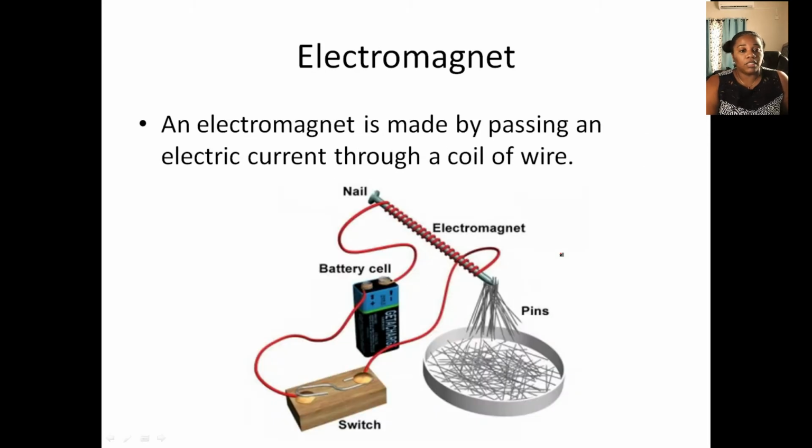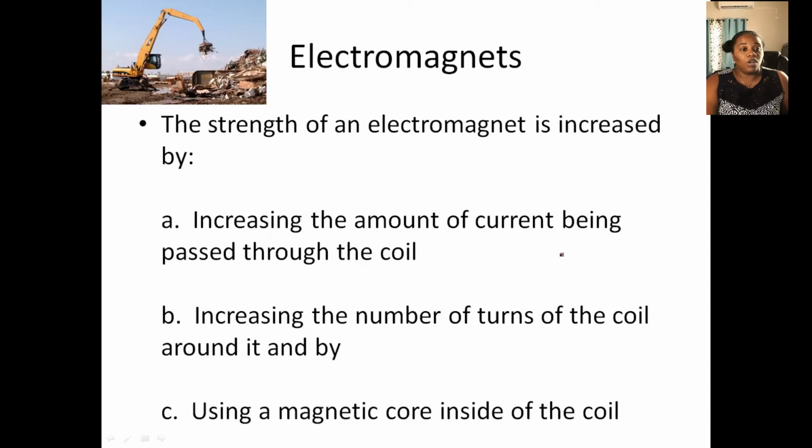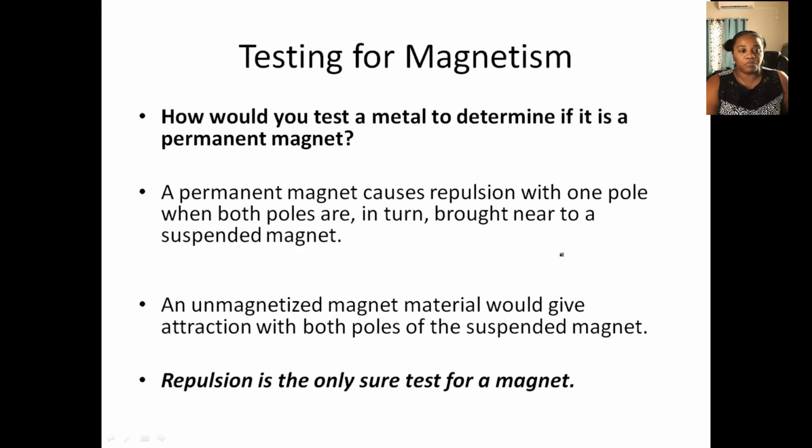An electromagnet is made by passing an electric current through a coil of wire. And now the strength of an electromagnet is increased by, 1, increasing the amount of current being passed through the coil, 2, increasing the number of turns of the coil, and 3, by using a magnetic core instead of the coil. Now it says, how would you test a metal to determine if it is a permanent magnet?